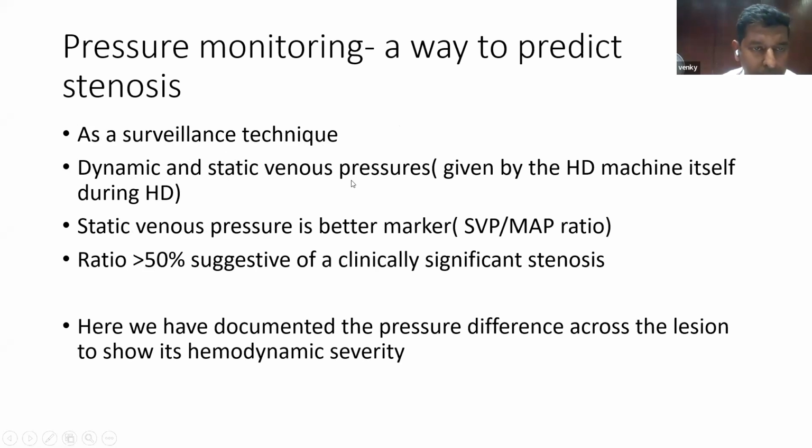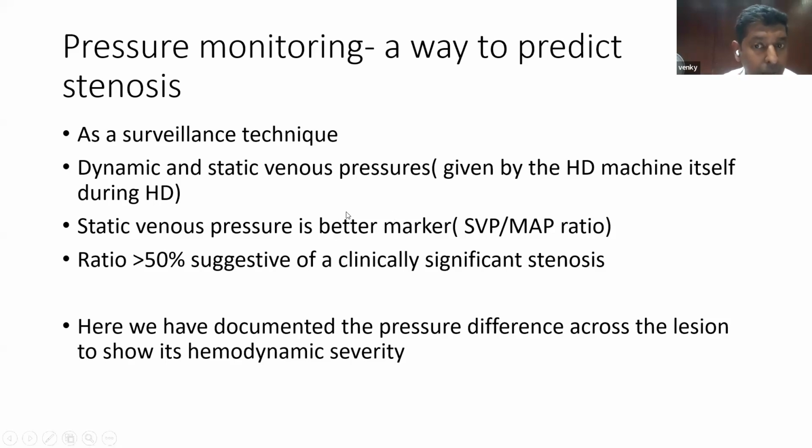Once you put in the needle, you measure the pressure, and that gives you a static venous pressure. That is generally a better marker than dynamic venous pressure, because in dynamic venous pressure you have confounders in the form of blood flow, the needle size, and other things. In fact, the static venous pressure ratio, that is the ratio between the pressure in the access divided by the mean arterial pressure, is the better marker of stenosis.